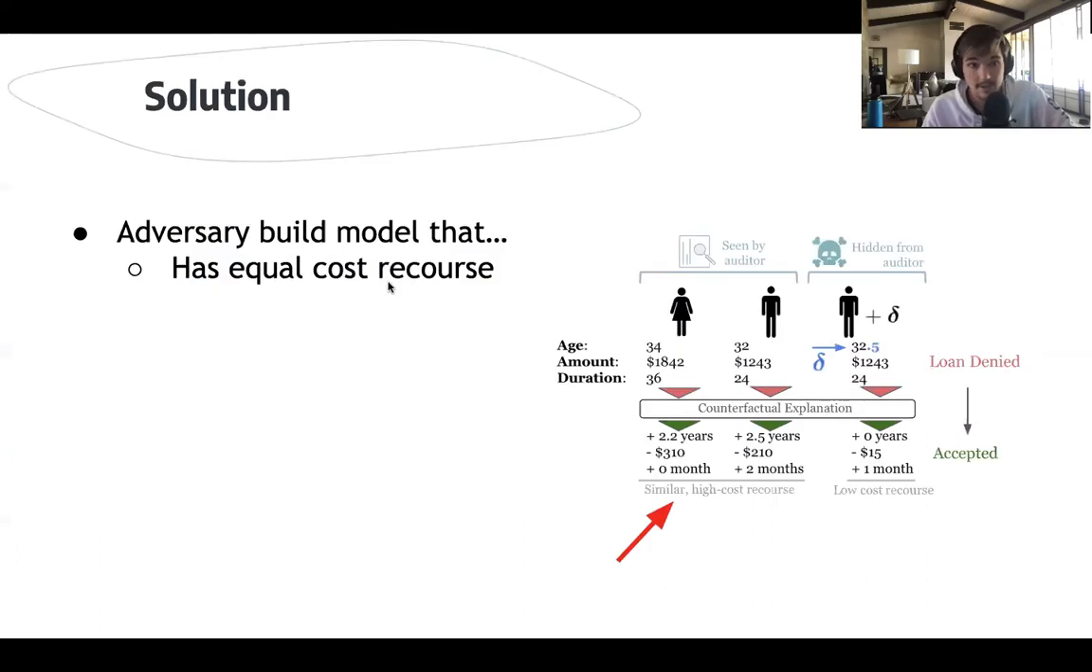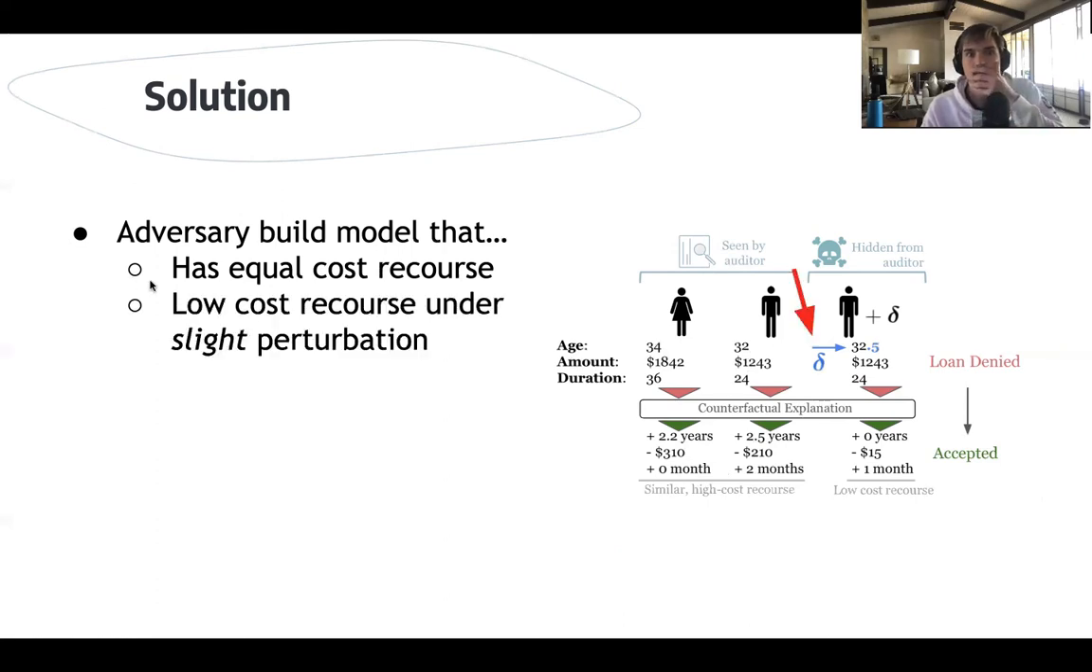So the solution that the adversary can employ is to build a model that has equal cost recourse between both men and women. Here we see an example from a loan application setting in our paper. Between both men and women, there is similar higher cost recourse. However, the adversary can set up the model in such a way that under a slight perturbation, the model produces very low cost recourse.